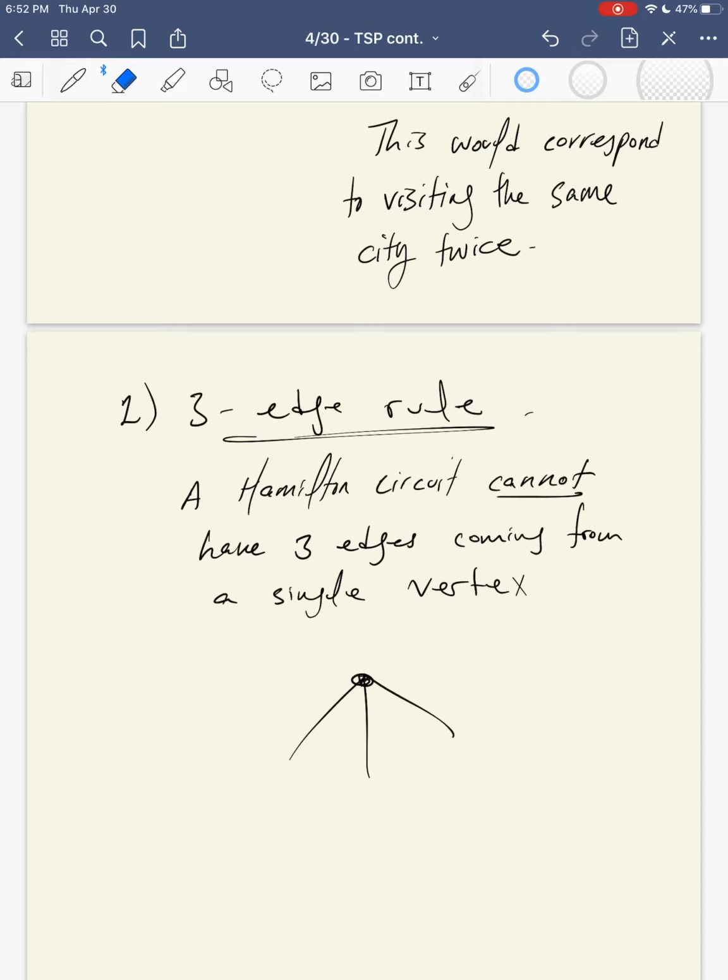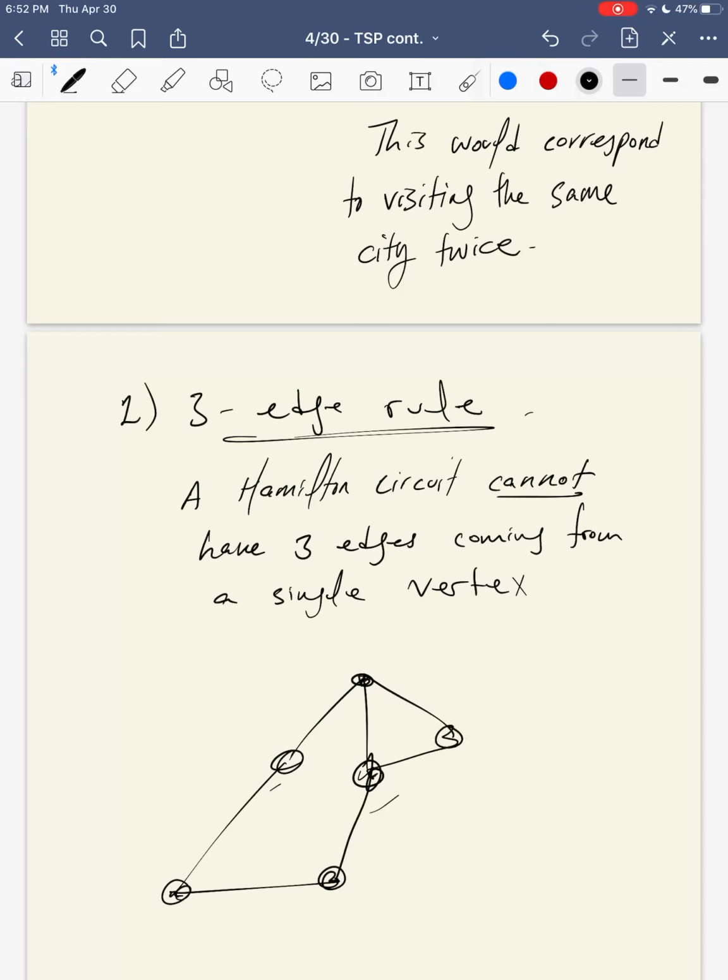Okay, so that's the idea, that now it doesn't matter what we do. Maybe we could go around here, visit some other vertices, go back and visit that one, but now we contain a partial circuit. Okay.